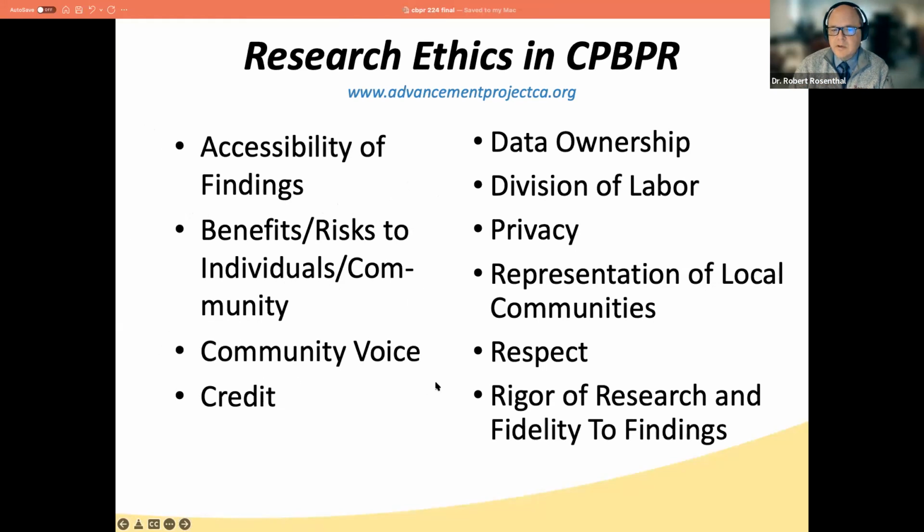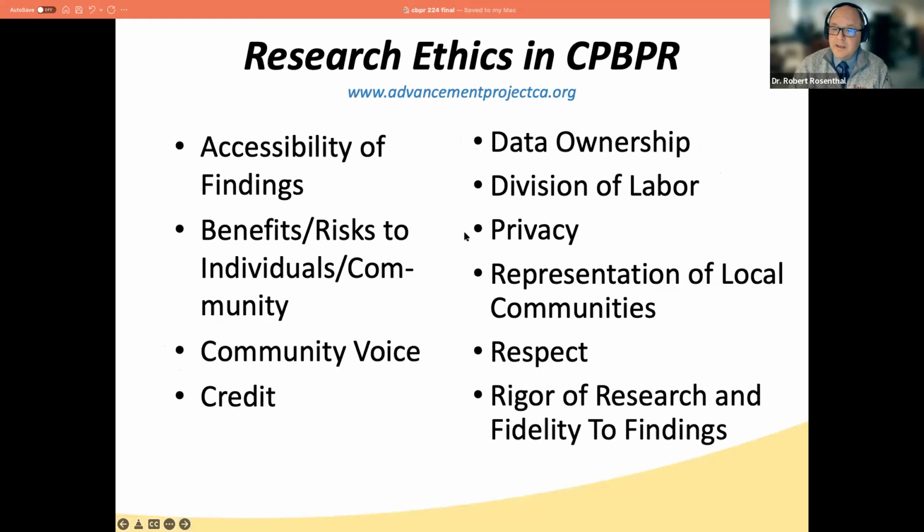We need to look at community voice. Does the community have a say in what's going on there? We need to look at credit. Who gets credit for the research? It should be joint credit because, in fact, the research is planned by all of the individuals. Data ownership. Does the university own the data? Does the community-based organization own the data? Is it jointly owned? Is there an equitable division of labor? Is there privacy?